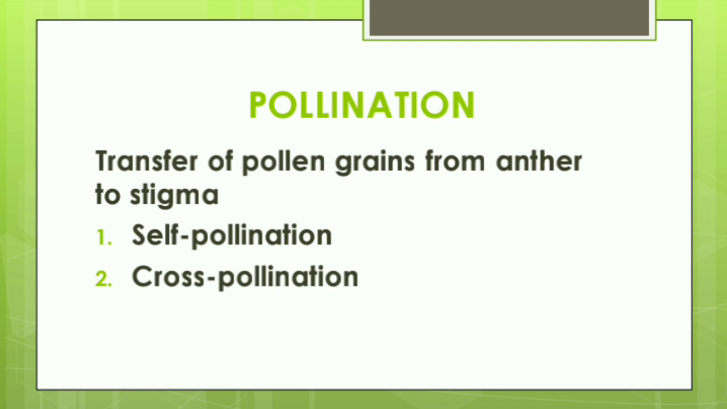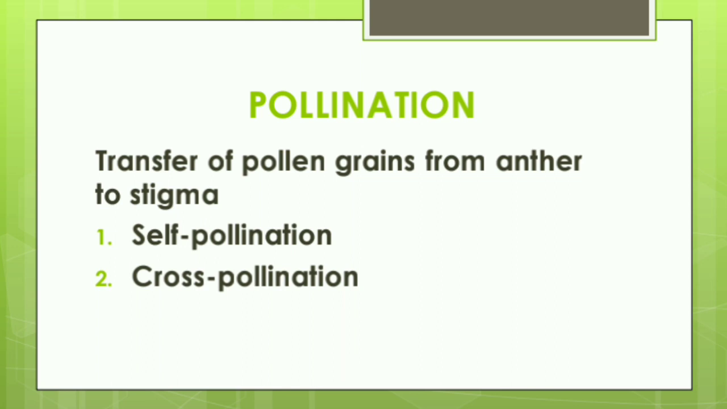Transfer of pollen grain from anther to the stigma of pistil is known as pollination. Now, basically pollination is of two types. First one is self-pollination. Here, the transfer of pollen grain occurs from the anther to the stigma of the same flower or a different but genetically similar flower.